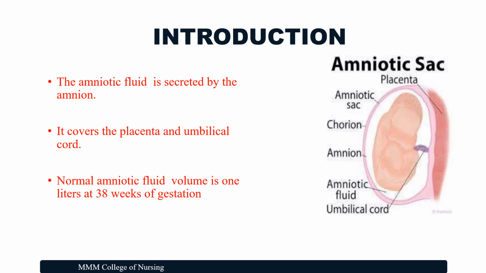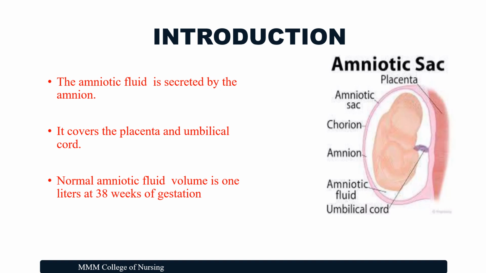Introduction. There are mainly two membranes of the uterine sac. You all know it is chorion and amnion. Amniotic fluid is secreted by the amnion. It covers the placenta and umbilical cord. The amniotic sac is filled with the amniotic fluid.